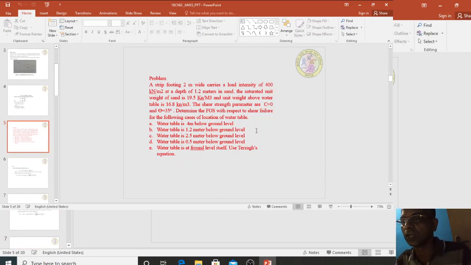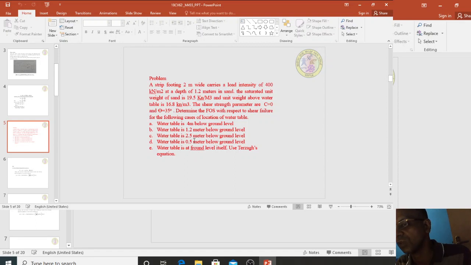Now let us take a problem to discuss the effect of water table on the bearing capacity at various water table conditions. A strip footing 2 meter wide carries a load intensity of 400 kilonewton per meter square at a depth of 1.2 meter in sand. The saturated unit weight of sand is 19.5 kilonewton per meter cube and the unit weight above the water table is 16.8 kilonewton per meter cube. The shear strength parameters are C equal to 0 and phi equal to 35 degrees. Determine the factor of safety with respect to shear failure for the following cases of location of water table.